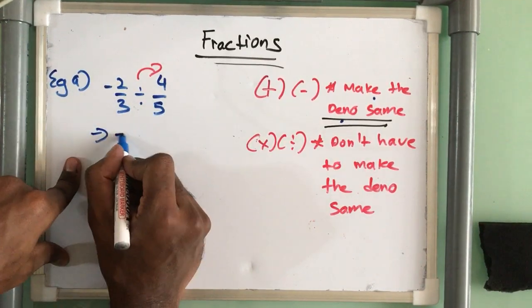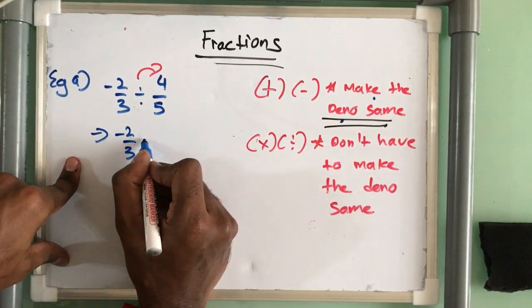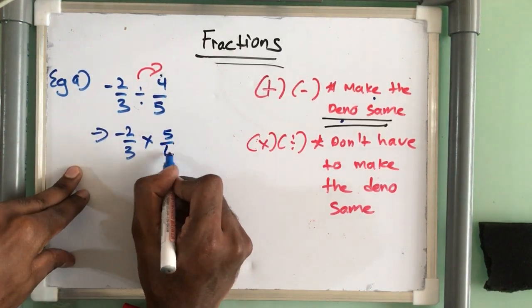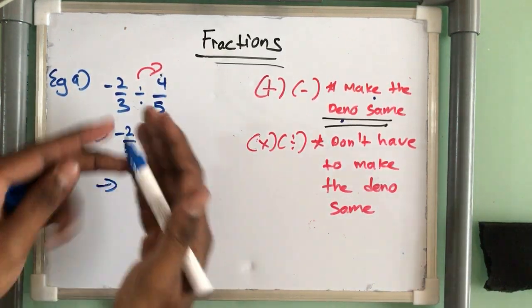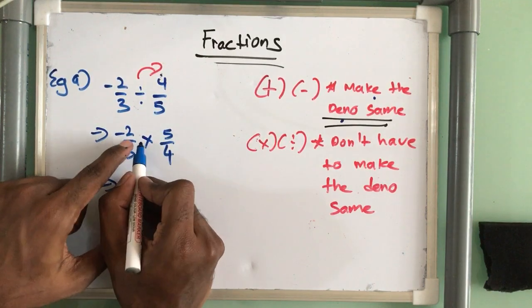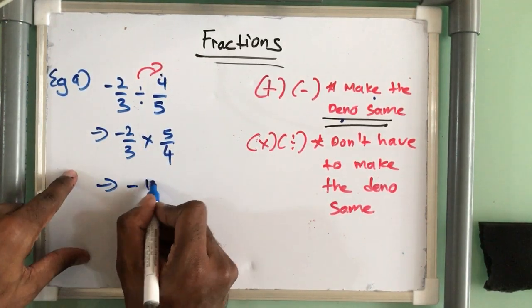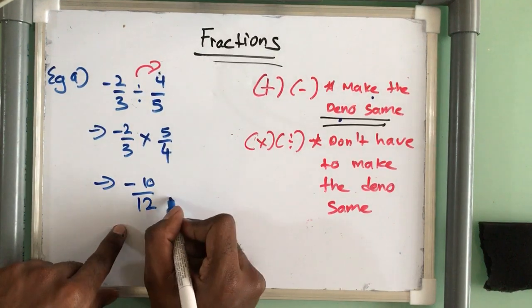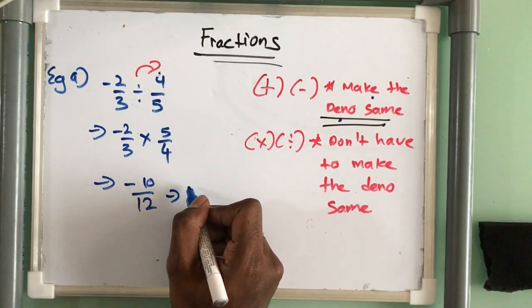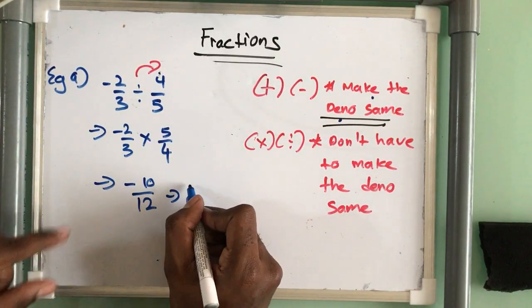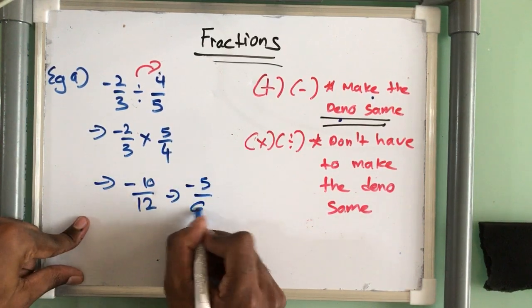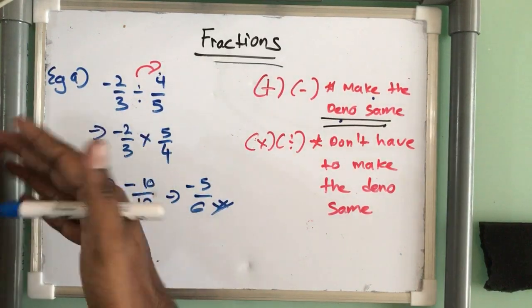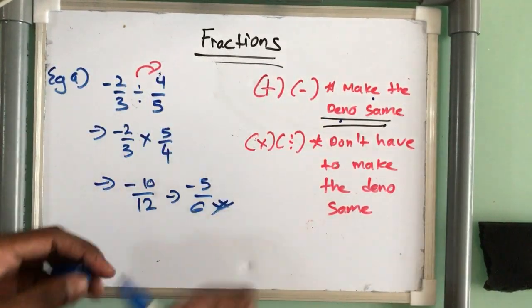After the symbol, we have 4 over 5, so it will be negative 2 over 3 times, and we invert this to become 5 over 4. Now we can do our multiplication directly. Negative times positive becomes negative 10. 3 times 4 becomes 12. You can further simplify this, and you should get your answer as negative 5 over 6. Done. So that's pretty much how we do multiplication, division, subtraction and addition.